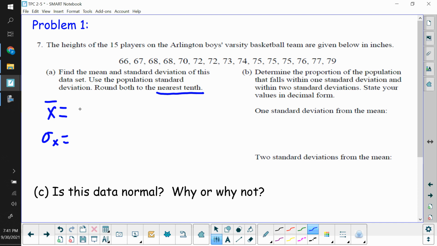All right, we should have gotten 72.5 inches for our mean and 3.8 inches for our population standard deviation. If you didn't get that, double check, make sure you type them all in correctly.